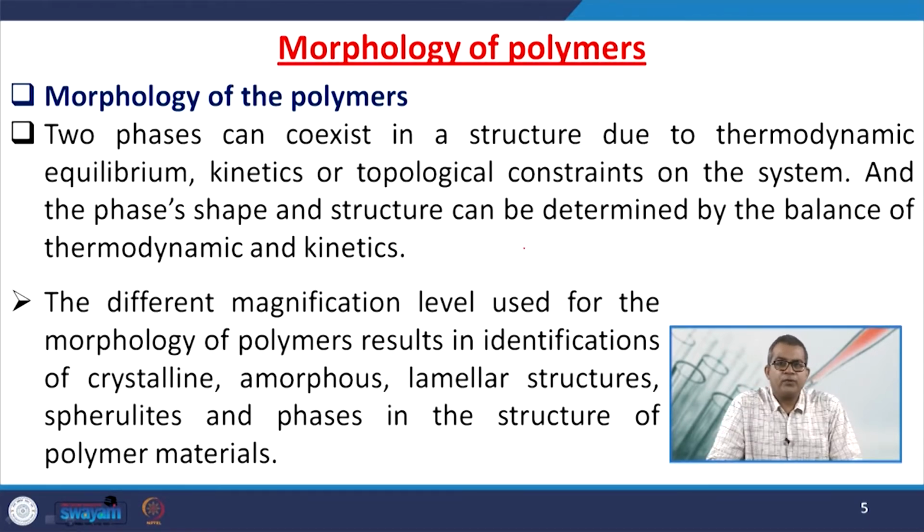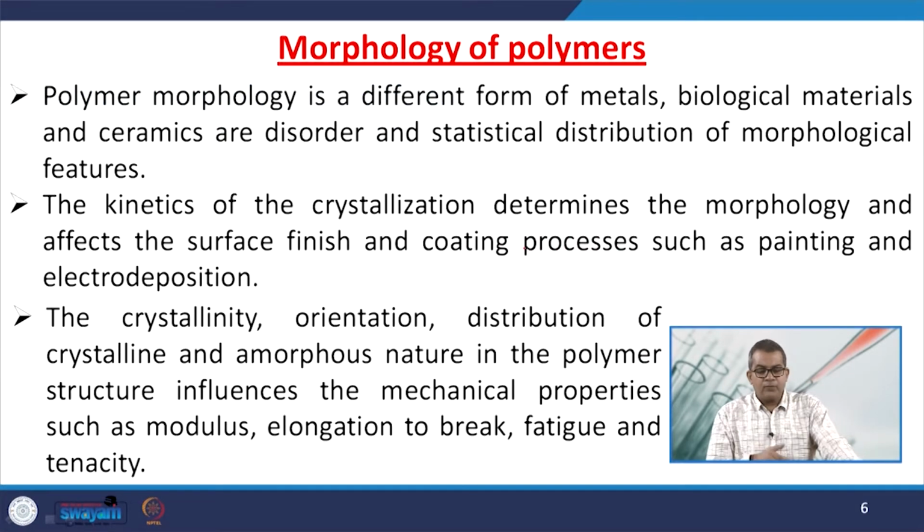Sometimes the different magnification levels used for the morphological approach to polymers result in the identification of crystalline structure, amorphous and lamellar structure, spherulites, and phases in the structure of different types of polymeric materials. So, this is again a very crucial one. Now, polymer morphology is different from what you see in metals, biological materials, and sometimes ceramics. It may be disordered, with a statistical distribution of morphological features, which is again very important.